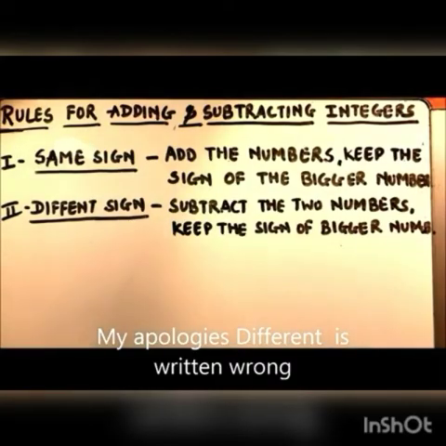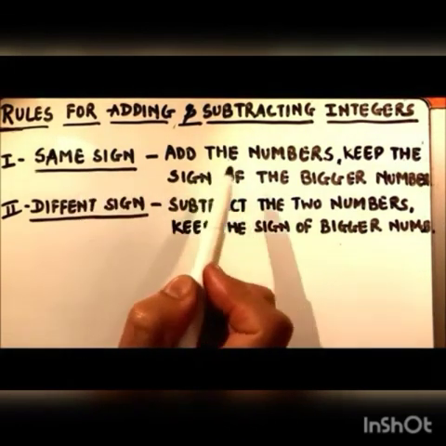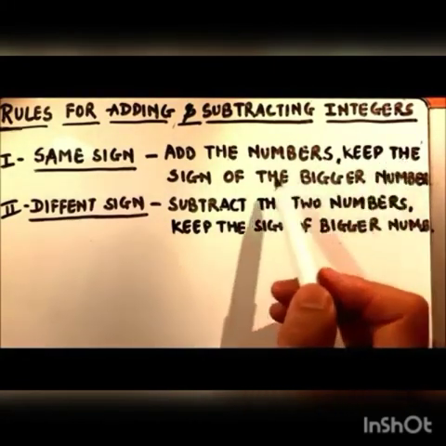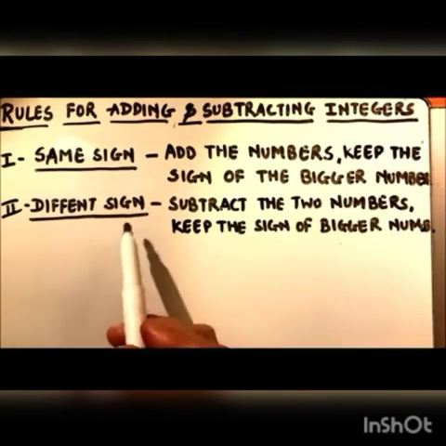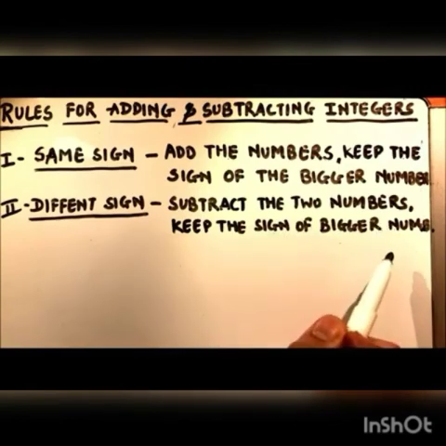To learn the rules for adding and subtracting integers, there are two rules. First one, if the two numbers have the same sign, and the second one, if the two numbers have different signs. For the first one, if the two numbers have the same sign, we'll add the two numbers and keep the sign of the bigger number. And in the second one, when the two numbers have different signs, then we'll subtract the two numbers and keep the sign of the bigger number.